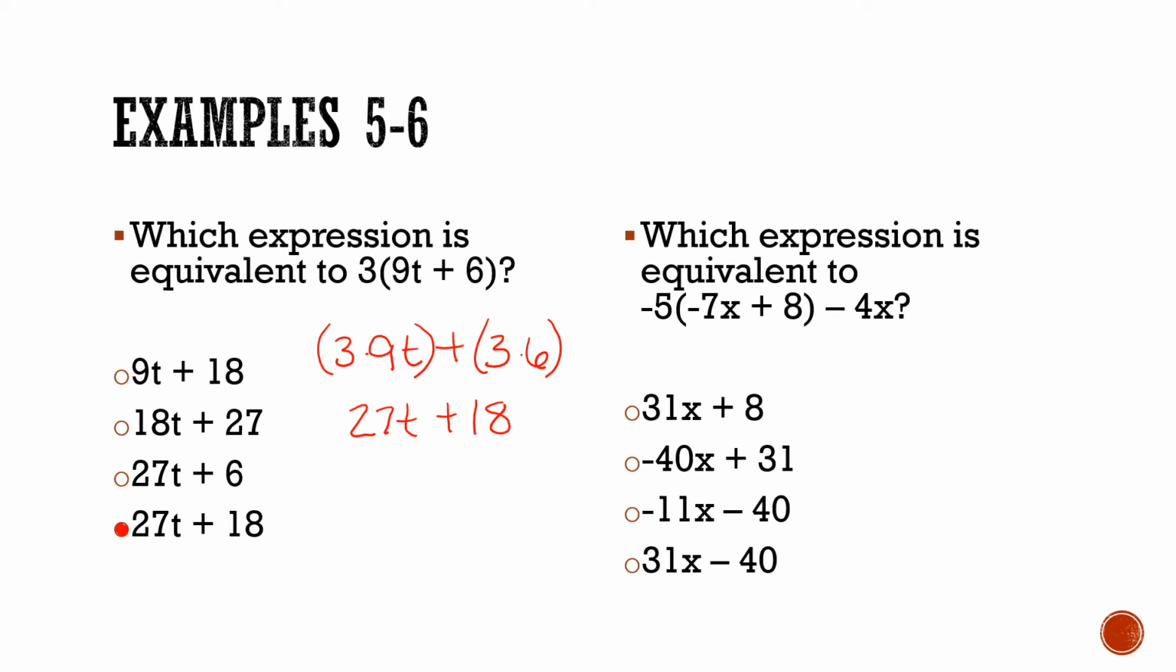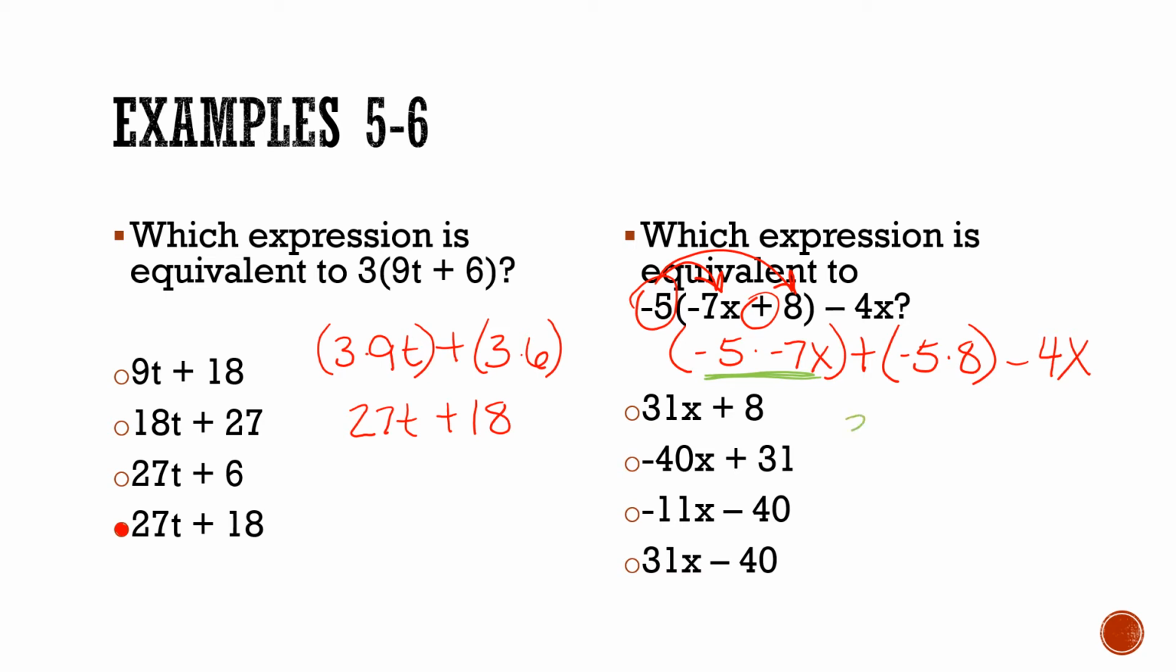Okay, in number 6, we're going to need to distribute this negative 5. So we're going to have negative 5 multiplied by negative 7x. I'm going to bring down this plus sign. And negative 5 multiplied by the 8. And then I've still got my minus 4x out here. So a negative times a negative makes that positive.